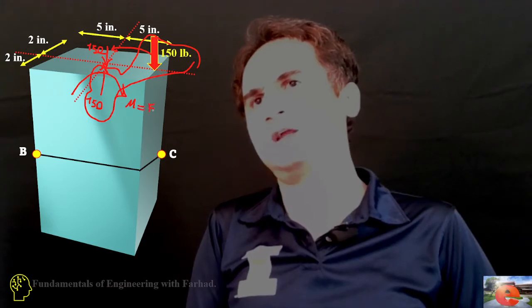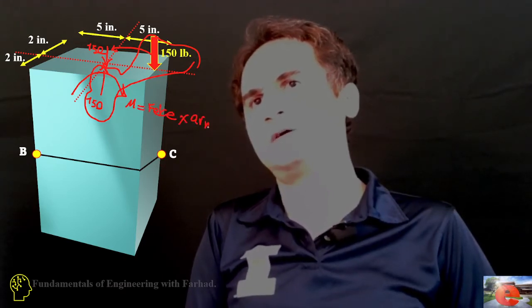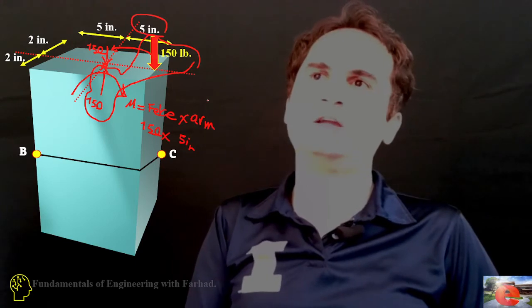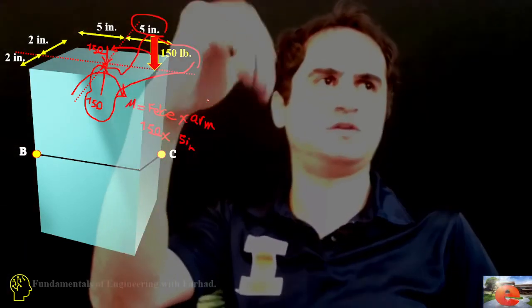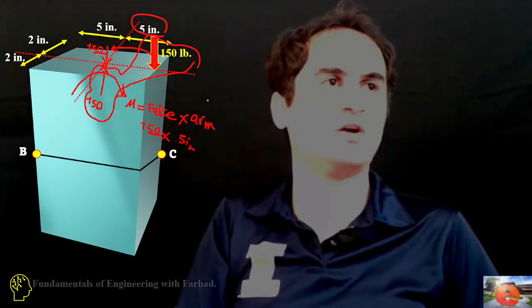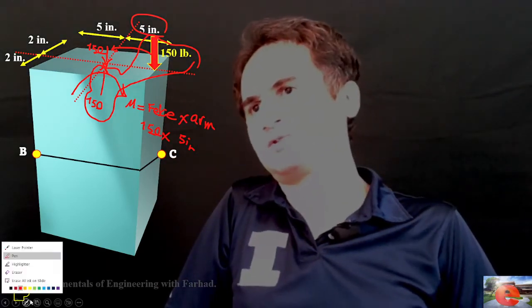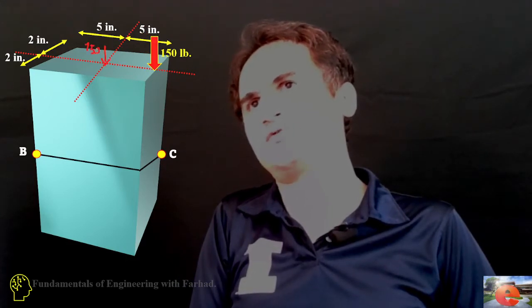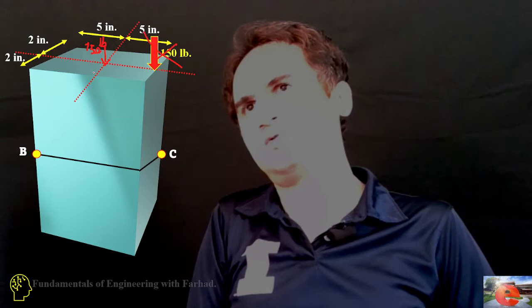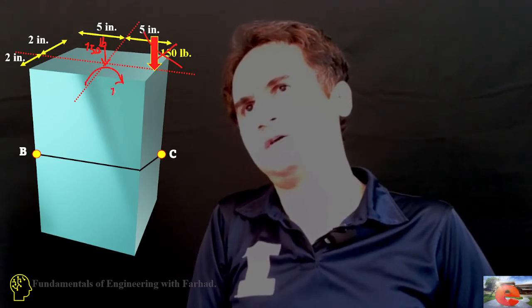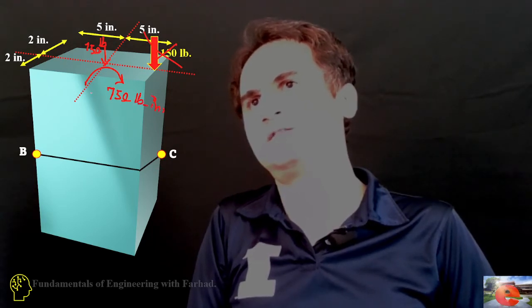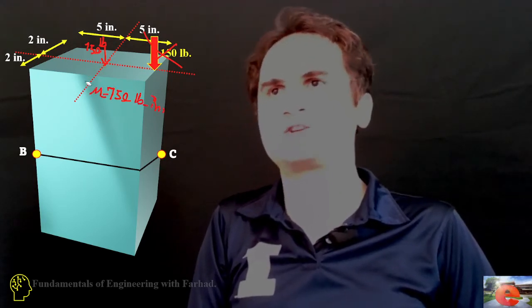to force times r. So the force is 150 and the arm is 5 inches, this distance. If you look at the direction of the couple, it's a clockwise bending moment. So one can say if we have this force replaced at the centroid, we can ignore the other force and have a bending moment of 750 pound-inches in the clockwise direction.